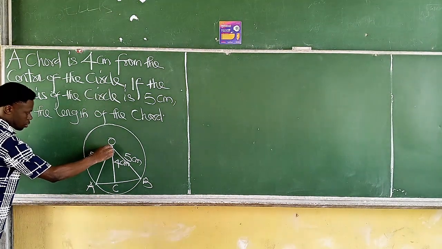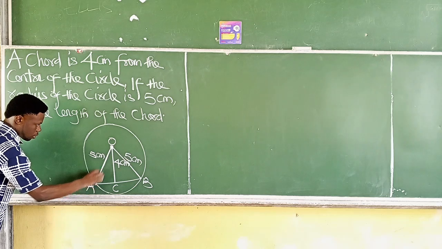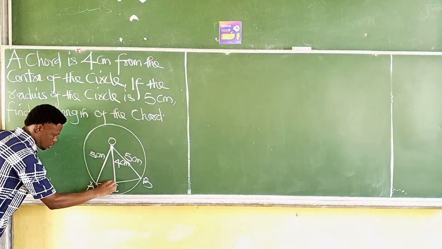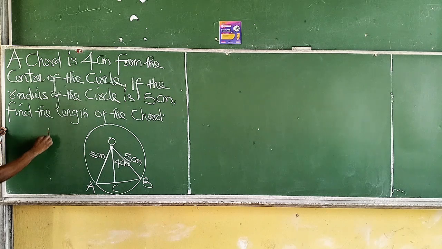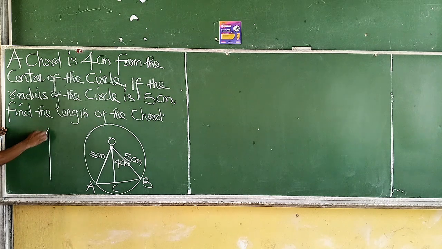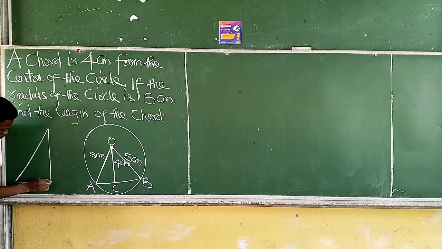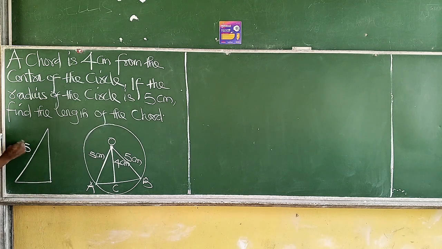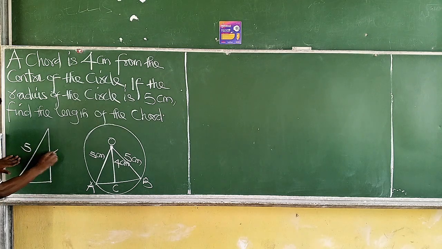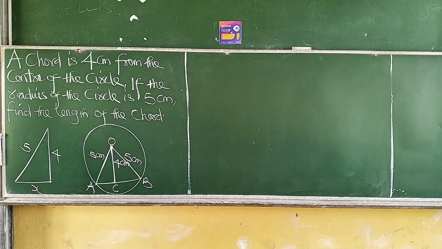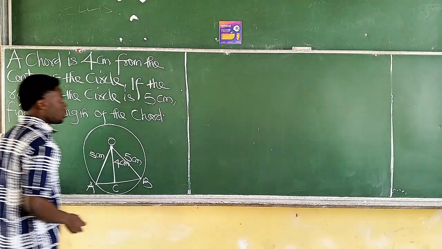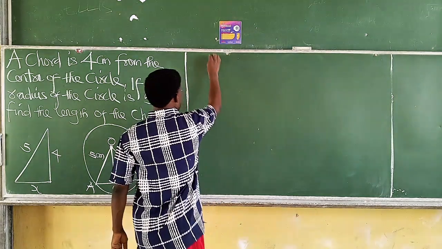Let's consider this diagram. This is a right angle triangle. So let's consider this diagram. In this diagram we have 5 centimeters and we have 4 centimeters. This is x, unknown. Let's determine this length using the Pythagoras theorem.